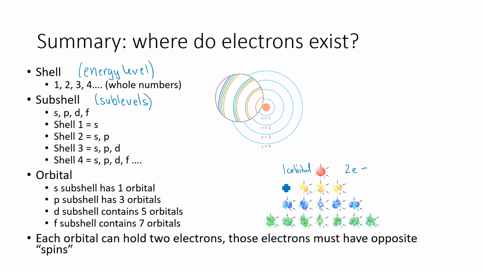The P's have 3 orbitals, so 3 times 2, they can hold 6 electrons. The D's have 5 orbitals, 2 electrons in each. That means they can hold up to 10 electrons in them. And then there are 7 F orbitals, 2 electrons in each. That means they can hold up to 14 electrons max.